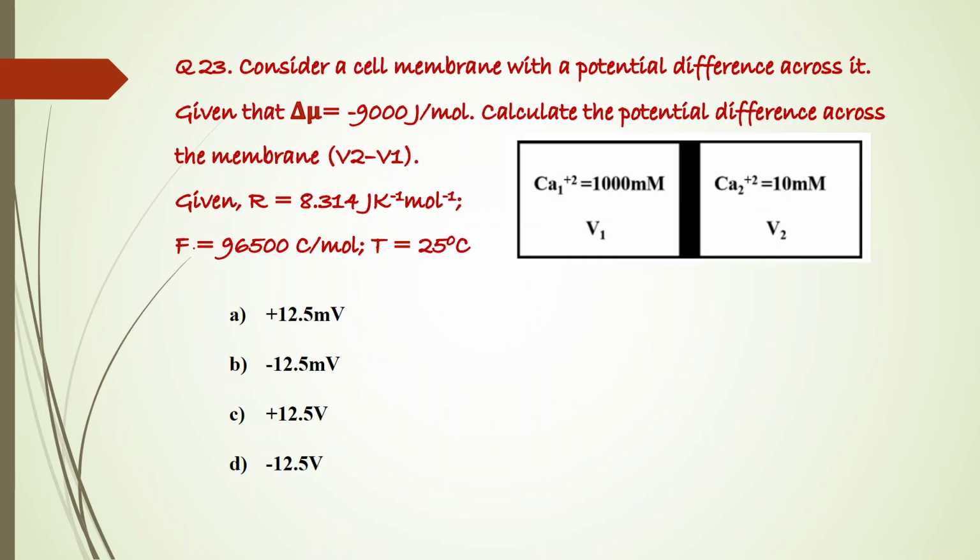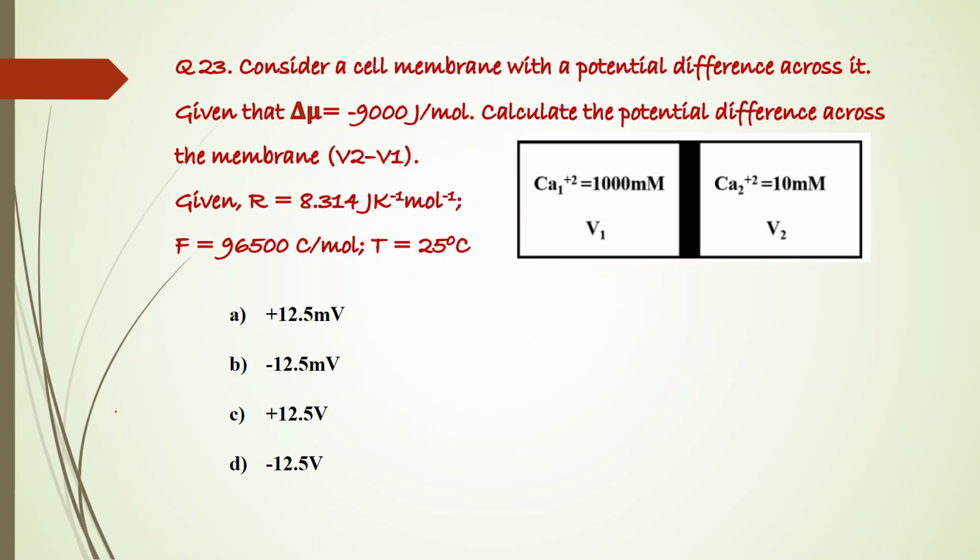Moving to the next one. So this is a mathematical question. I would like all of you to solve it. It is stating, consider a cell membrane with a potential difference across it, given that the delta mu value is minus 9000 joule per mole. You have to calculate the potential difference across the membrane, and the R, F and temperature values are given.